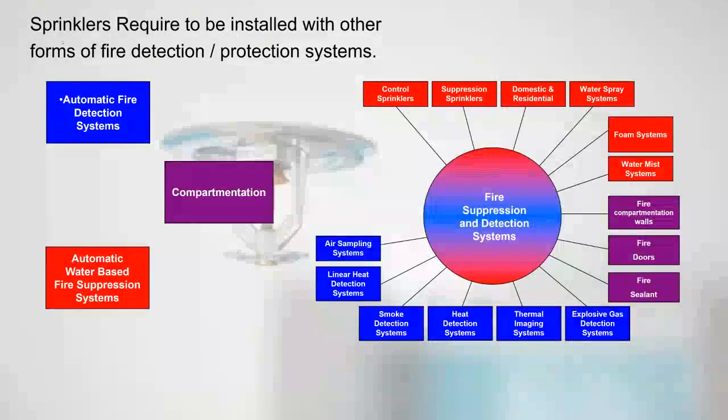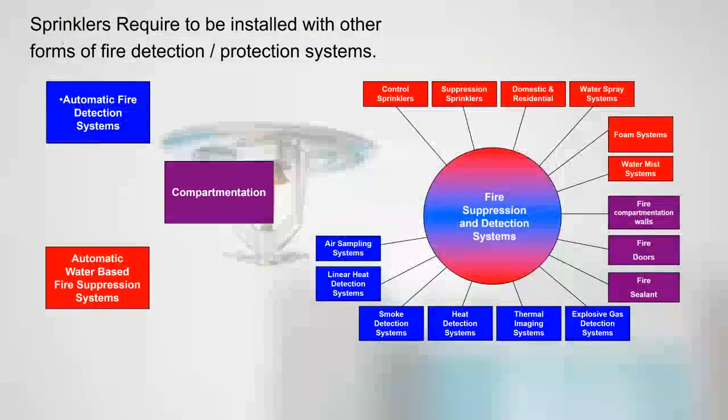And then the other types of fire suppression system themselves. We've got control mode sprinklers, which control the fire until the fire brigade get there. That's the most commonly used one. There's suppression sprinklers, which is your ESFR, mainly used in some warehousing. There's domestic and residential, which is BS 9251, which is a separate course that we do.